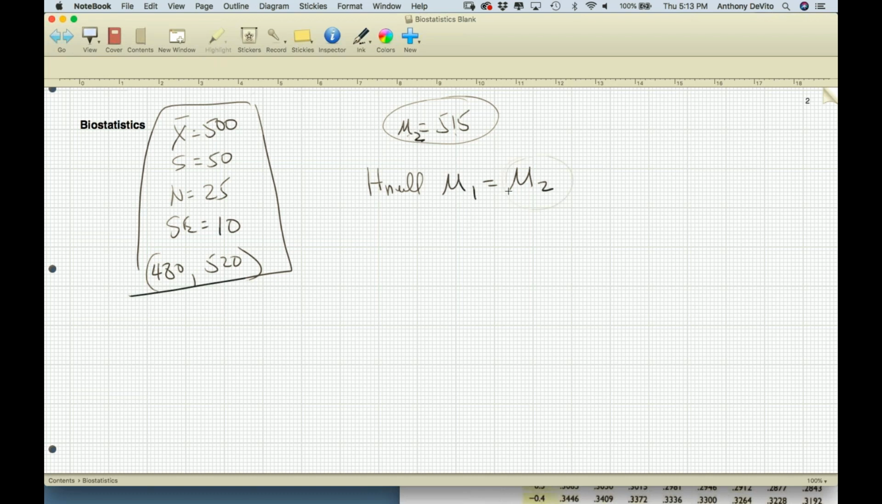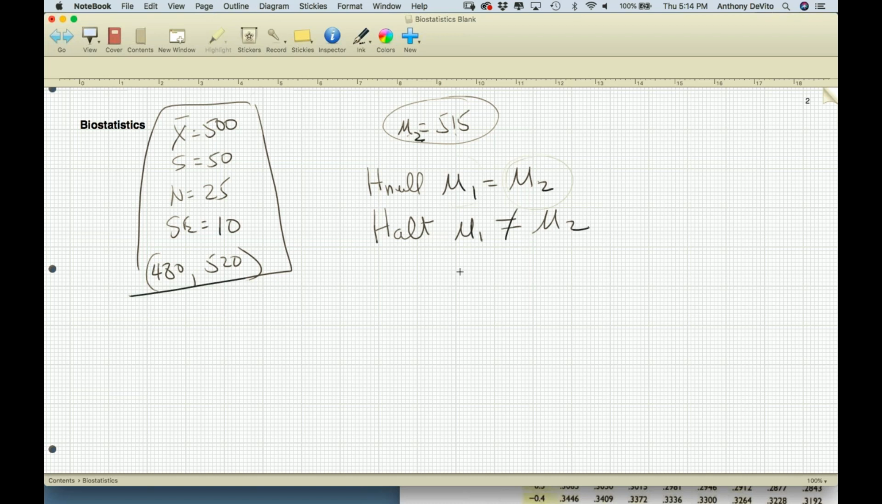So I know what this is, right? I know it's equal to 515. I don't know what this is, right? Well, whenever you write your hypotheses out, you always put the mu in instead of X bar because what you're really interested in is the population. You don't really care about the sample. You're really concerned about the population. So that's our starting point. What we want to prove is the alternative hypothesis, that mu1 does not equal mu2, right?